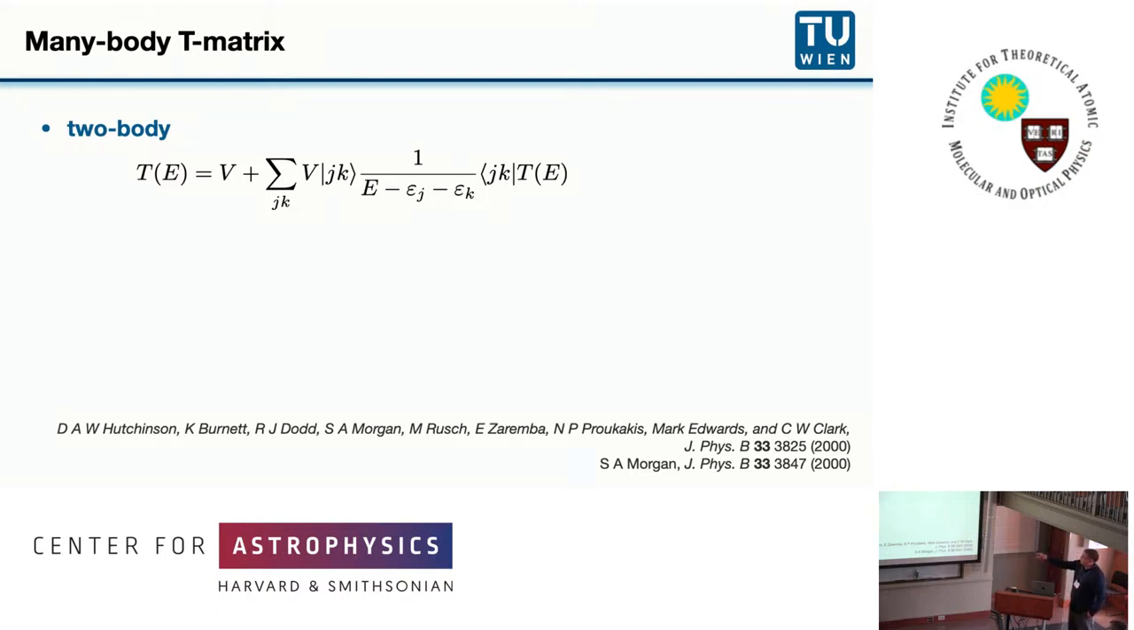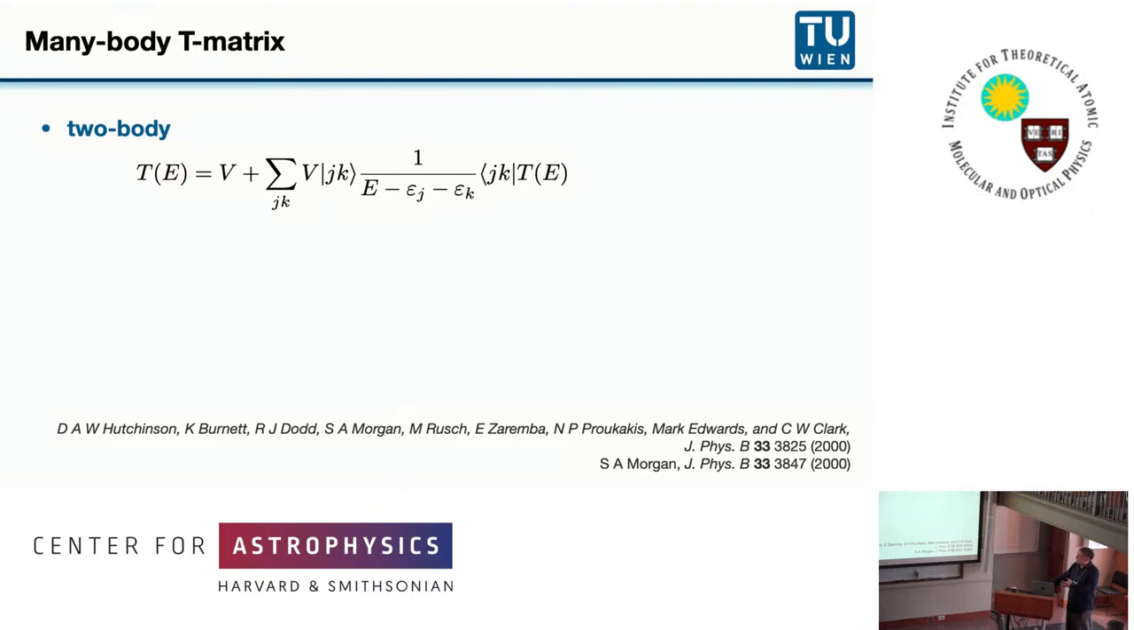And what we stumbled over are these papers from the early 2000s from Sam Morgan, Keith Burnett, and many other names that you all know, where they actually proposed to upgrade, if you wish, the description of the interaction between particles, right? So typically we just use the T matrix here in the low energy limit to derive a scattering length. So just solving this Dyson equation, right?